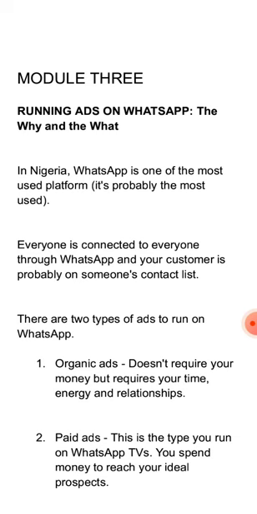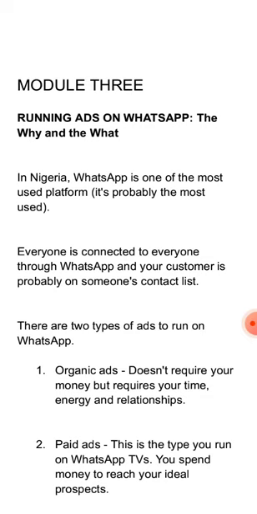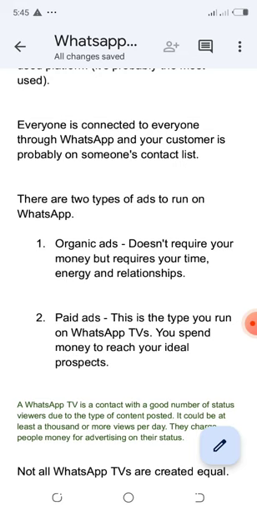Another way of getting organic traffic is using other platforms like LinkedIn, Facebook, Instagram, putting your offer, your copy and your link there, and redirecting them back to WhatsApp. It's not easy because you're using your time, you have to DM people, using your energy. It's not easy to go one on one, and you're also using relationships, so you have to be someone who has good relationships with people.